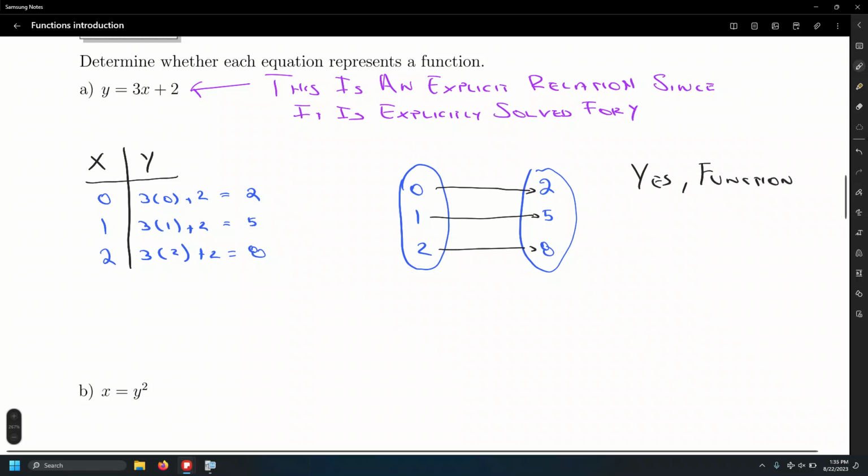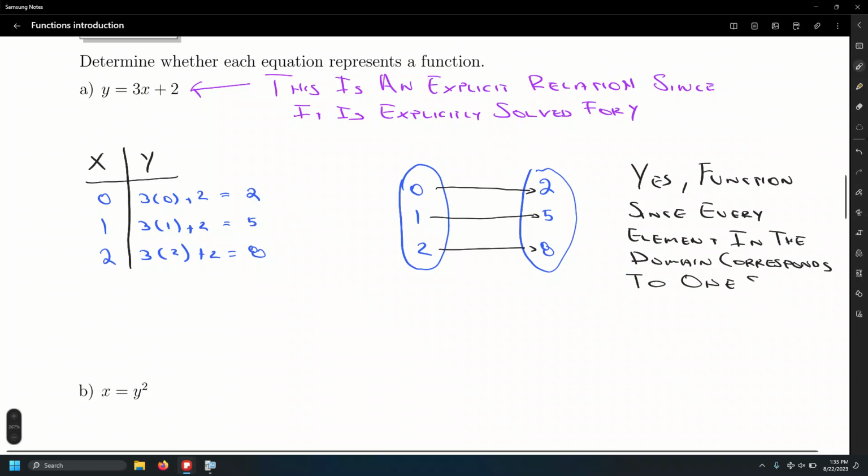And using a little bit more formal language, since every element in the domain corresponds to one single element in the range.